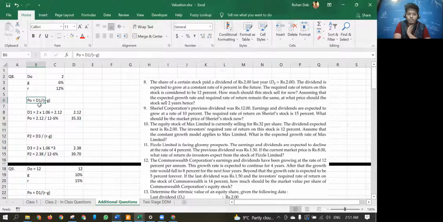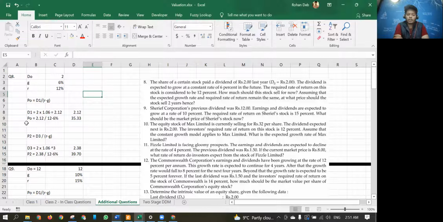Okay, so the first important question is to find out the value today. P0 is equal to D1 divided by R minus G. D1, so I have D0, so D1 would be D0 into 1 plus G, so 2 into 1.06. So that will give me 2.12. And P0 would be 2.12 divided by R minus G, so 12 minus 6. So that will give me a value of 35.33. This is the value of the stock today, which is P0.